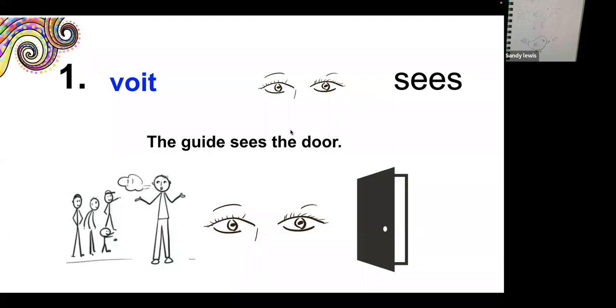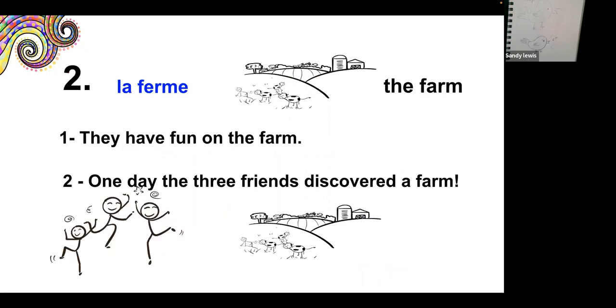You could hide this and say, what do you think this is saying in English, in your own language? The guide sees the door. And it could be, le guide voit la porte. Okay, you just say, now copy this in your notebooks. You can draw pictures if you want, but this is your small dictionary. That's the first picture. And then la ferme.